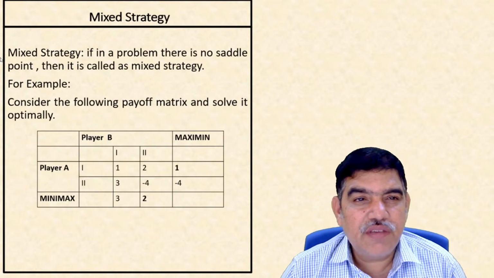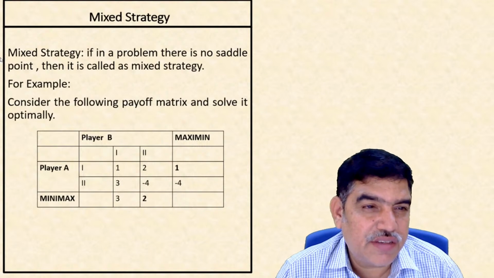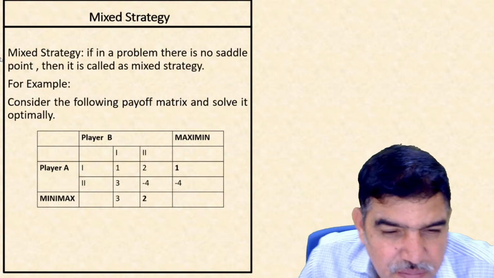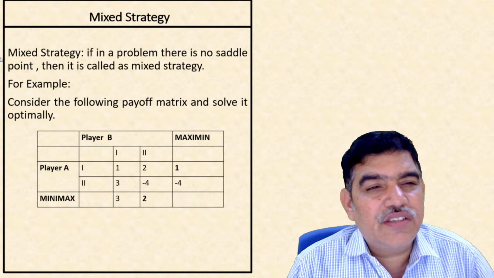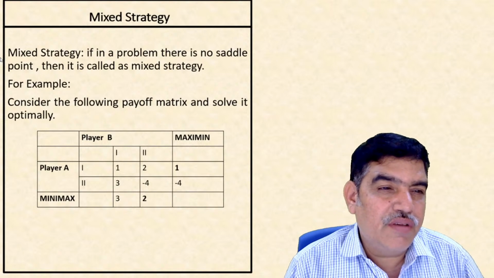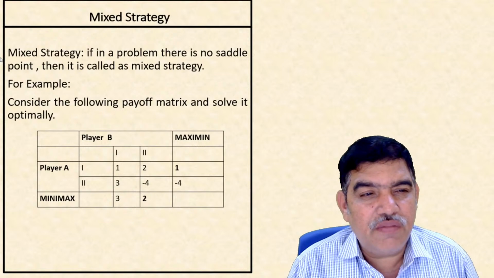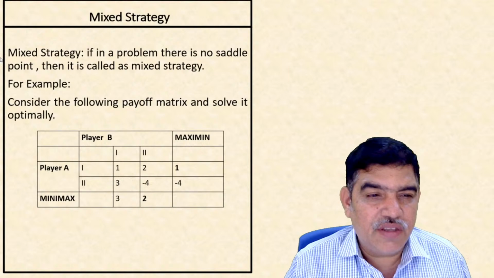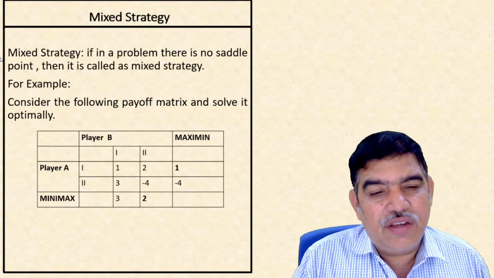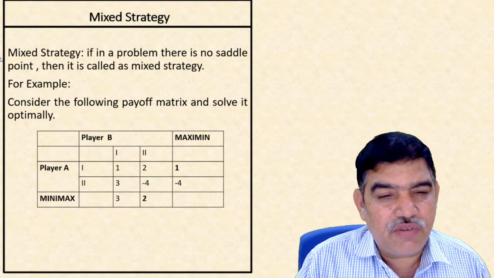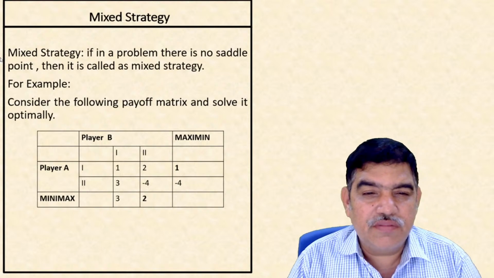Mixed strategy. If in a problem there is no saddle point, then it is called a mixed strategy. If in a game theory problem no saddle points exist, then it is called a mixed strategy problem. For example, consider the following payoff matrix and solve it optimally. For player A there are two strategies, and for player B also there are two strategies. That is 1, 2, 3, minus 4. That means we have to calculate the minimax and maximin.